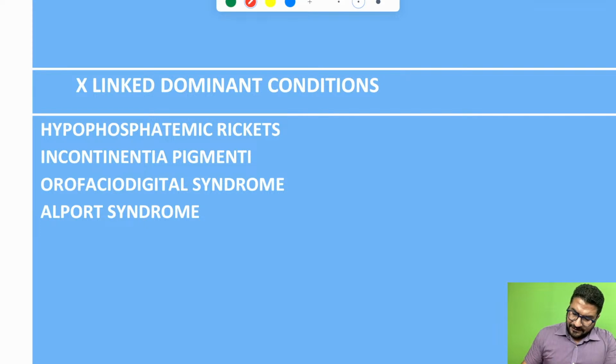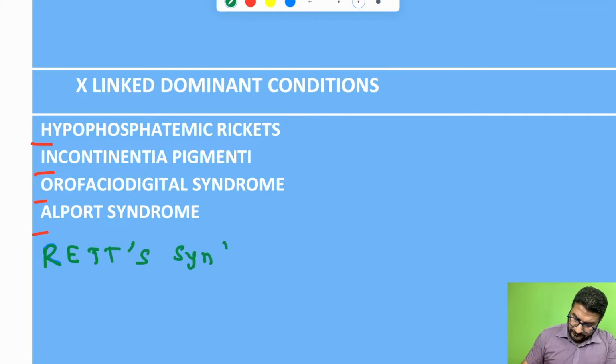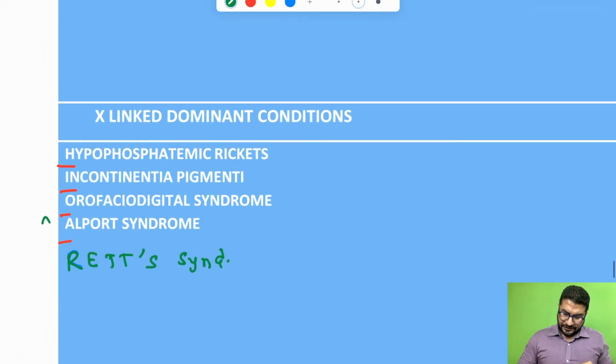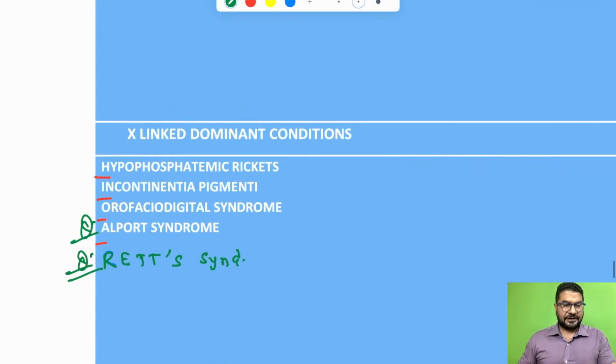X-linked dominant conditions, we have Alport. Just remember one more, what do we have? We have Rett syndrome. One more is Rett syndrome. एक और होता है गोल्ड, पर उतना इंपॉर्टेंट नहीं है. So remember these two, two questions have come from here, Alport and Rett syndrome. So these are X-linked dominant conditions. X-linked dominant होगा तो ये फीमेल्स में ज़्यादा होगा.